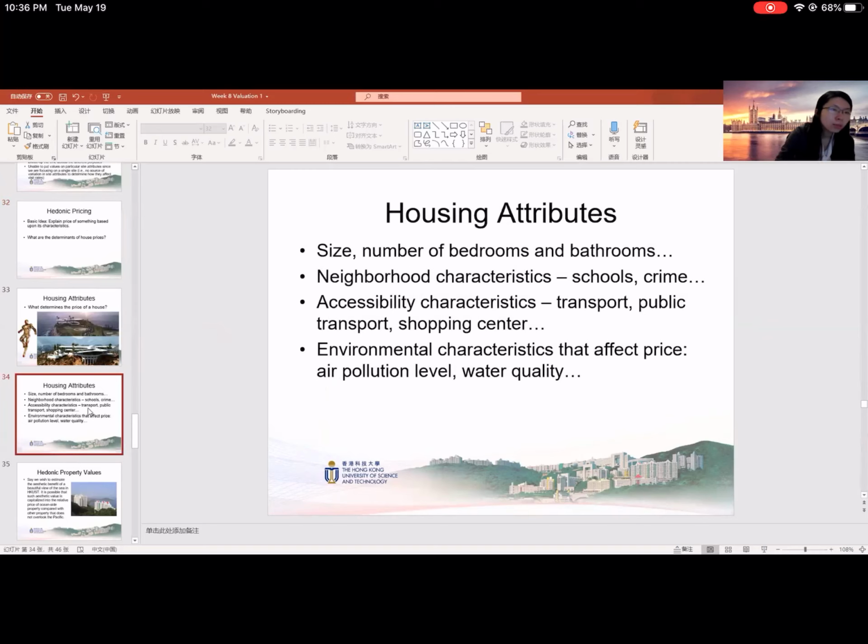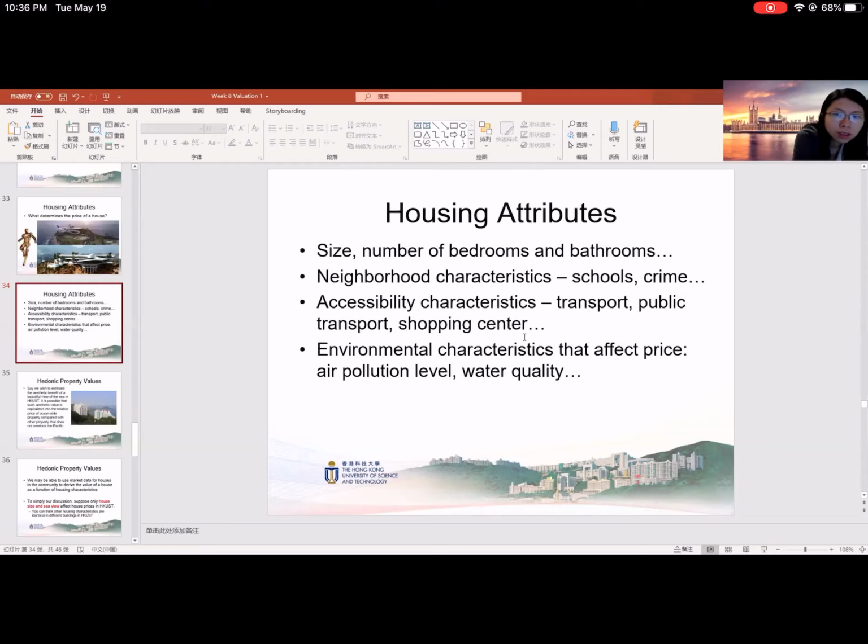So in the housing example, what makes a specific house valuable? Some features attached to the house itself: the size, number of bedrooms, number of bathrooms, how many kitchens, how old the building is. Neighborhood characteristics, right? The school zone is an important one. The crime rates, how safe your neighborhood is. Accessibility characteristics, whether or not it's close to subway stations. Environmental characteristics such as air pollution, water quality, proximity to landfills.